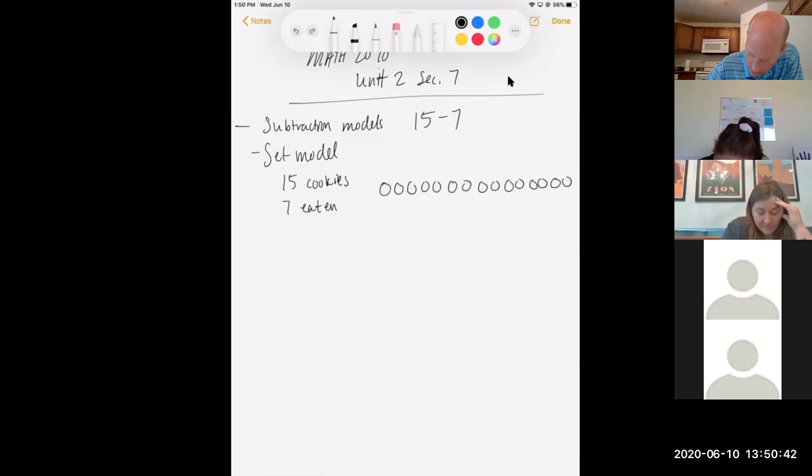Let's do a different color to distinguish them. 1, 2, 3, 4, 5, 6, 7. Okay, so I crossed out 7, and what we have is the number left right here. Okay, and when we want to know what number that is, we can go ahead and do counting is one way to do it. So 1, 2, 3, 4, 5, 6, 7, 8. Okay, so there's 8 left.